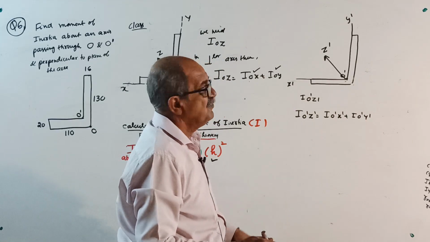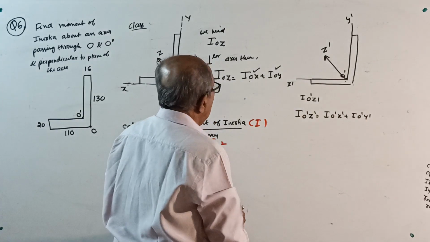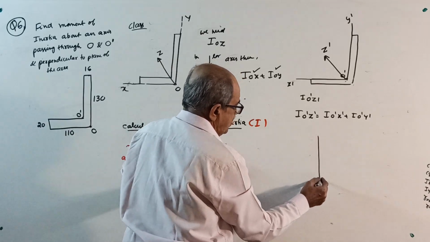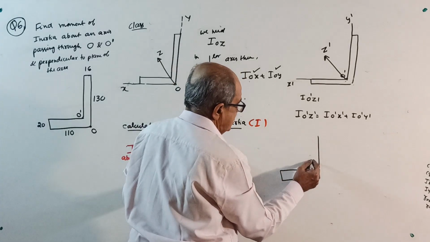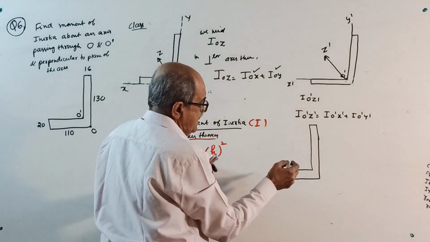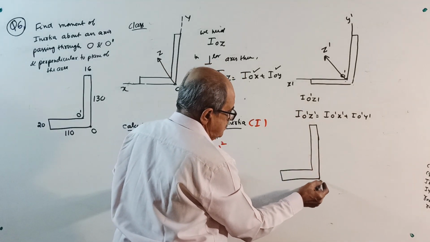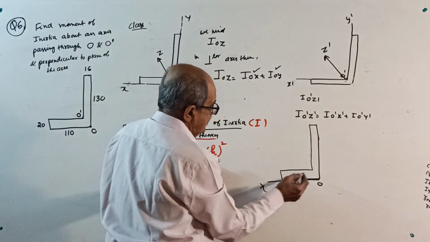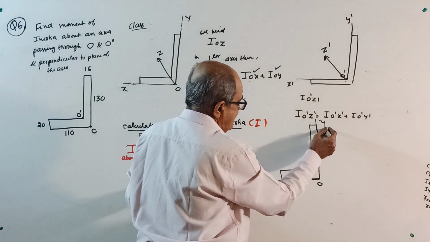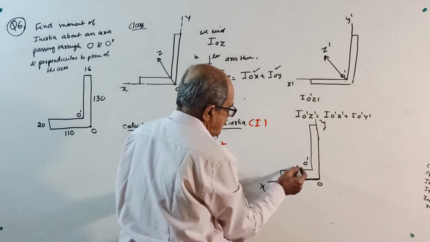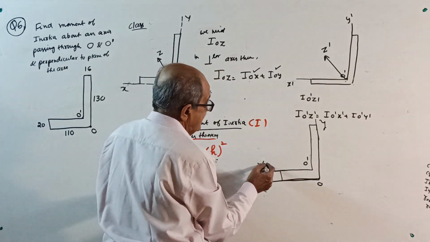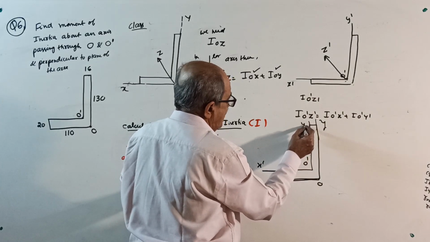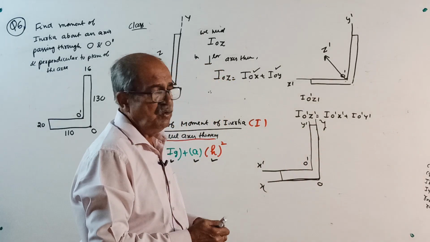Therefore, the question finally is what? Finally, I'll write here now: finding I about Ox, I about Oy, I about O dash x dash and I about O dash y dash is the question. Okay, now start.